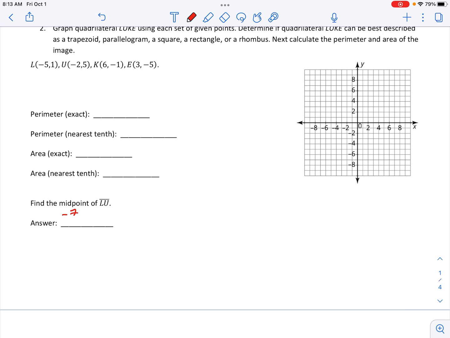So -5 plus -2 is -7. And then for the y's, 1 plus 5 is 6. 6 divided by 2 is 3. So the midpoint's going to be located there.